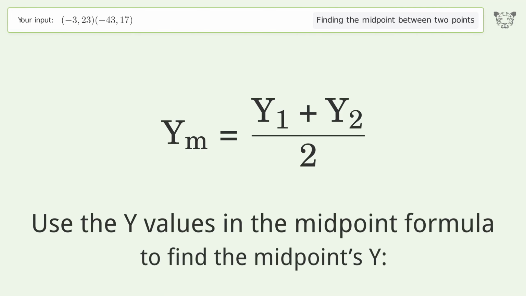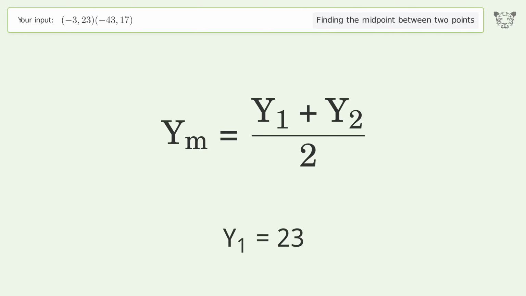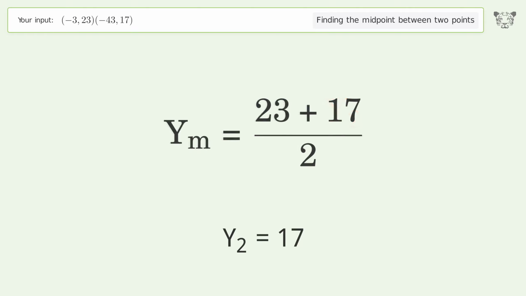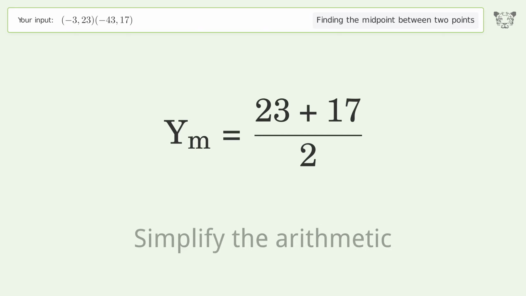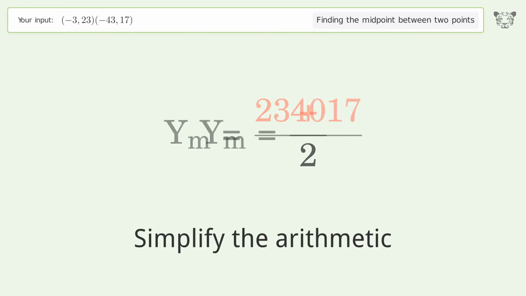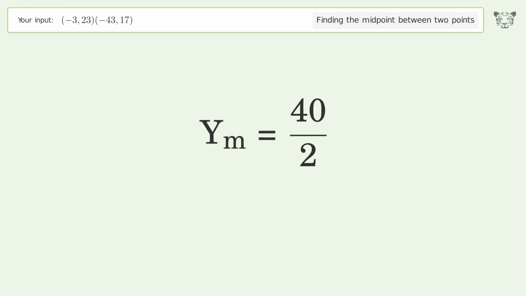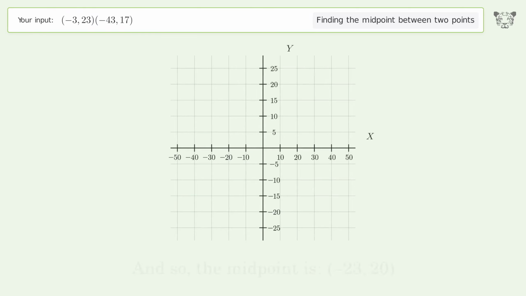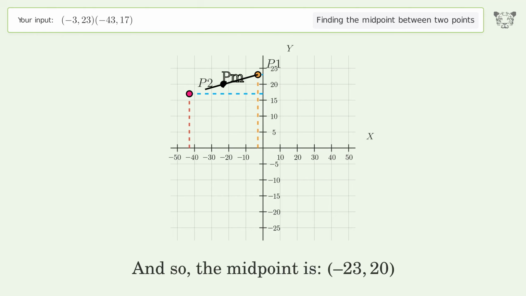Use the y values in the midpoint formula to find the midpoint's y. y1 equals 23. y2 equals 17. Simplify the arithmetic. And so, the midpoint is negative 23, 20.